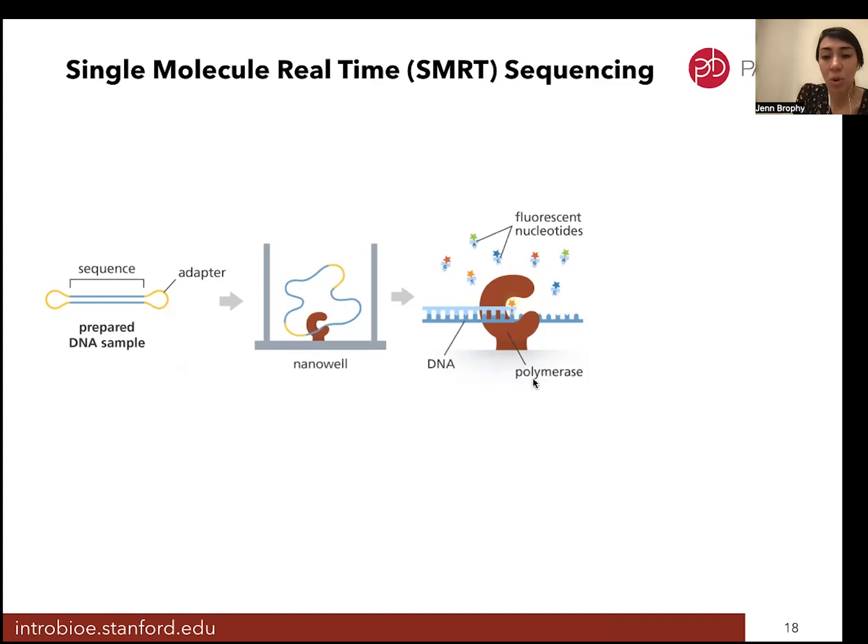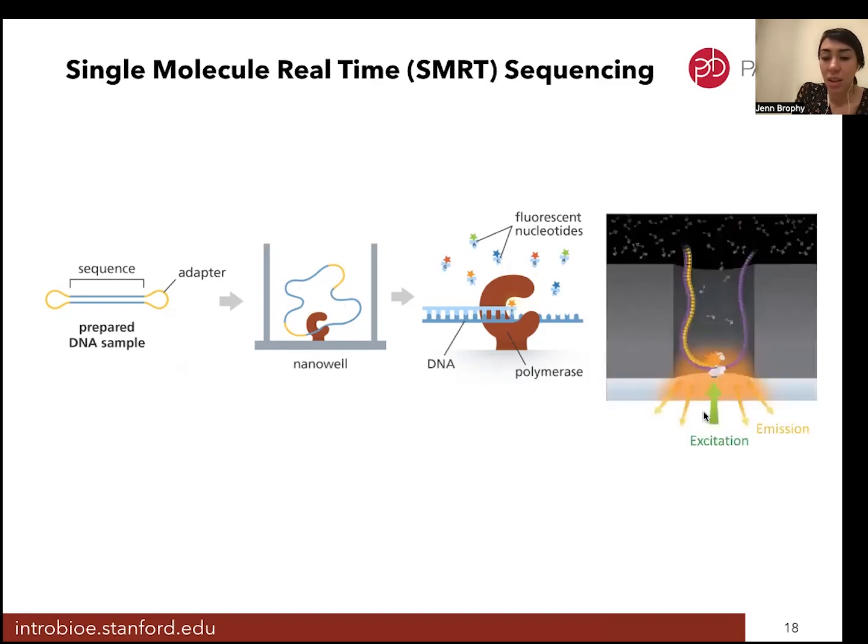And as it does, it will incorporate fluorescent nucleotides. Then you can use basically an imaging tool at the bottom of this microwell. You can shine a laser and then collect the light that's re-emitted from the fluorescent nucleotides. And as they're getting incorporated into the DNA, they will be the closest to the detector and therefore give the brightest fluorescent signal. And so you can use that to figure out what the sequence of DNA is of this molecule as it's being synthesized.